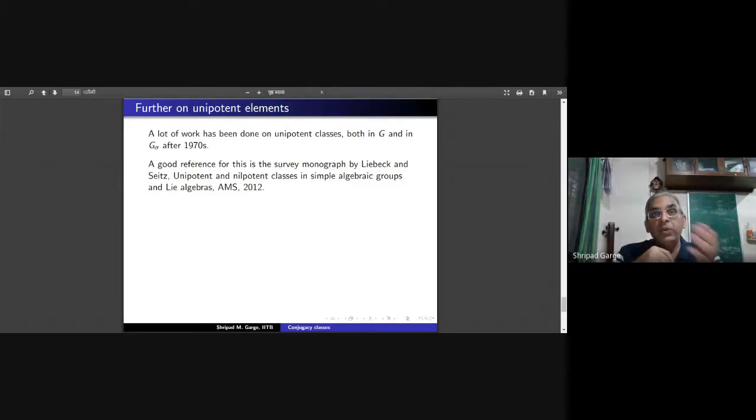And a very good reference for this is the AMS survey monograph by Liebeck and Seitz. The title of that is this. It's a very nice book and very good reference book. Unipotent and nilpotent classes in simple algebraic groups and Lie algebras. This is published by AMS in 2012.